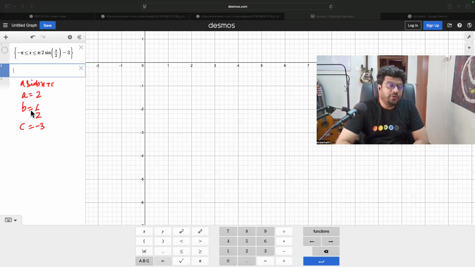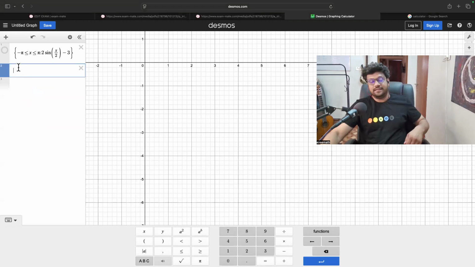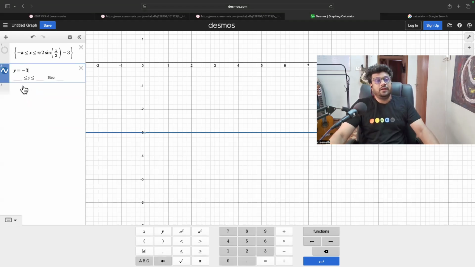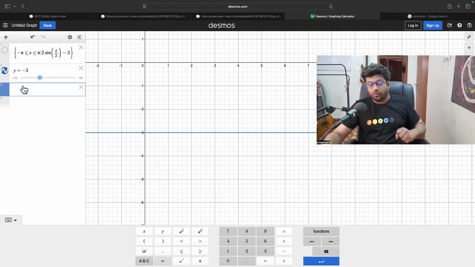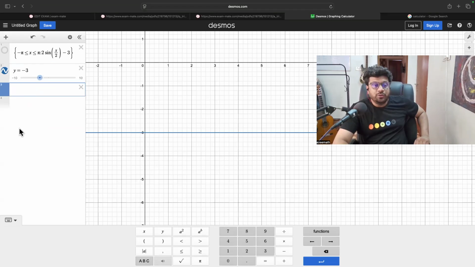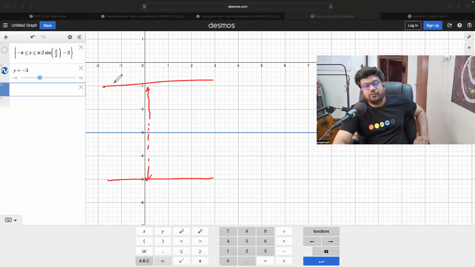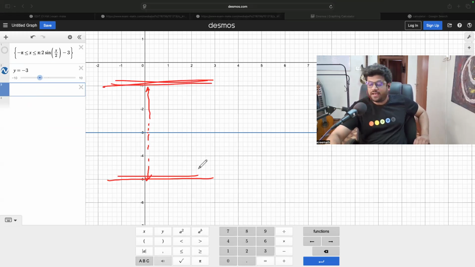Well, I know the principal axis is definitely going to be at y equal to minus 3. I also know that the amplitude is going to be 2. So the curve is going to go 2 units up from minus 3 and 2 units down from minus 3. Those are the boundaries which are going to bound the whole curve: minus 1 and minus 5.